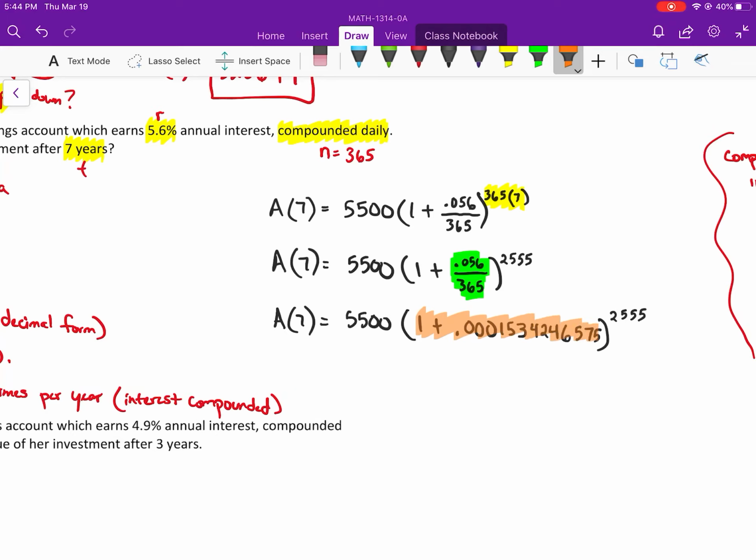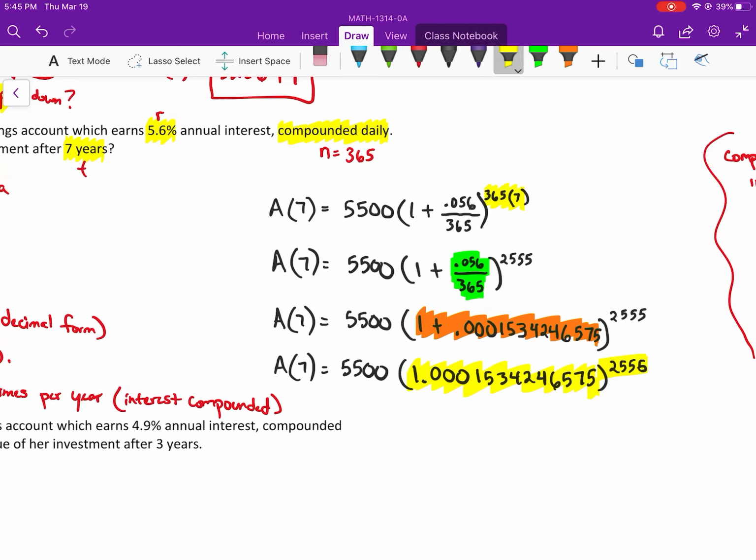I'm going to add 1 to that really large decimal there. Okay. So the amount after 7 years equals 5,500 times 1.000153424 6575 to the power of 2,555. Alright, I'm going to go back to yellow now, because I'm going to take this really long decimal, okay, with a 1 attached to it, and take it to the power of 2,555.